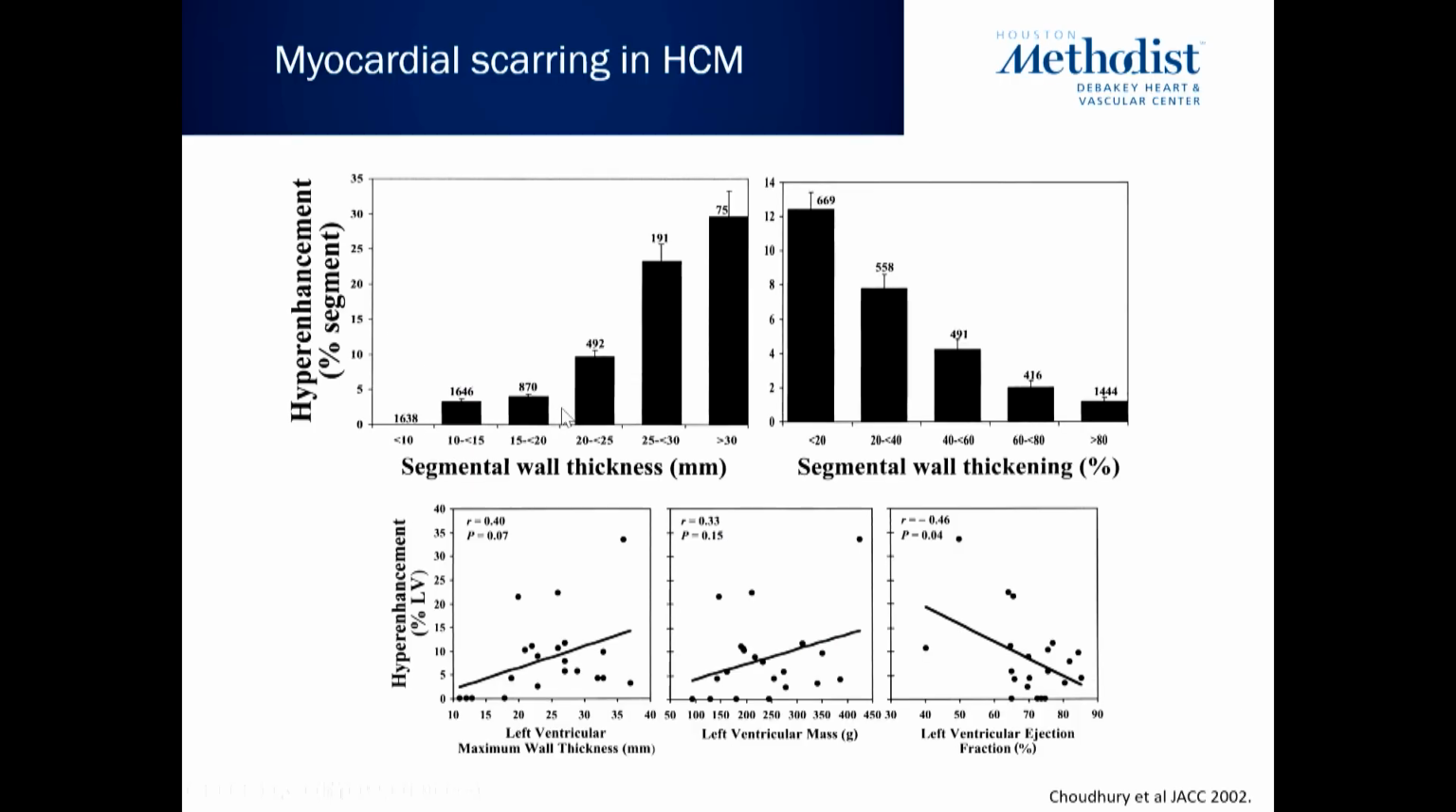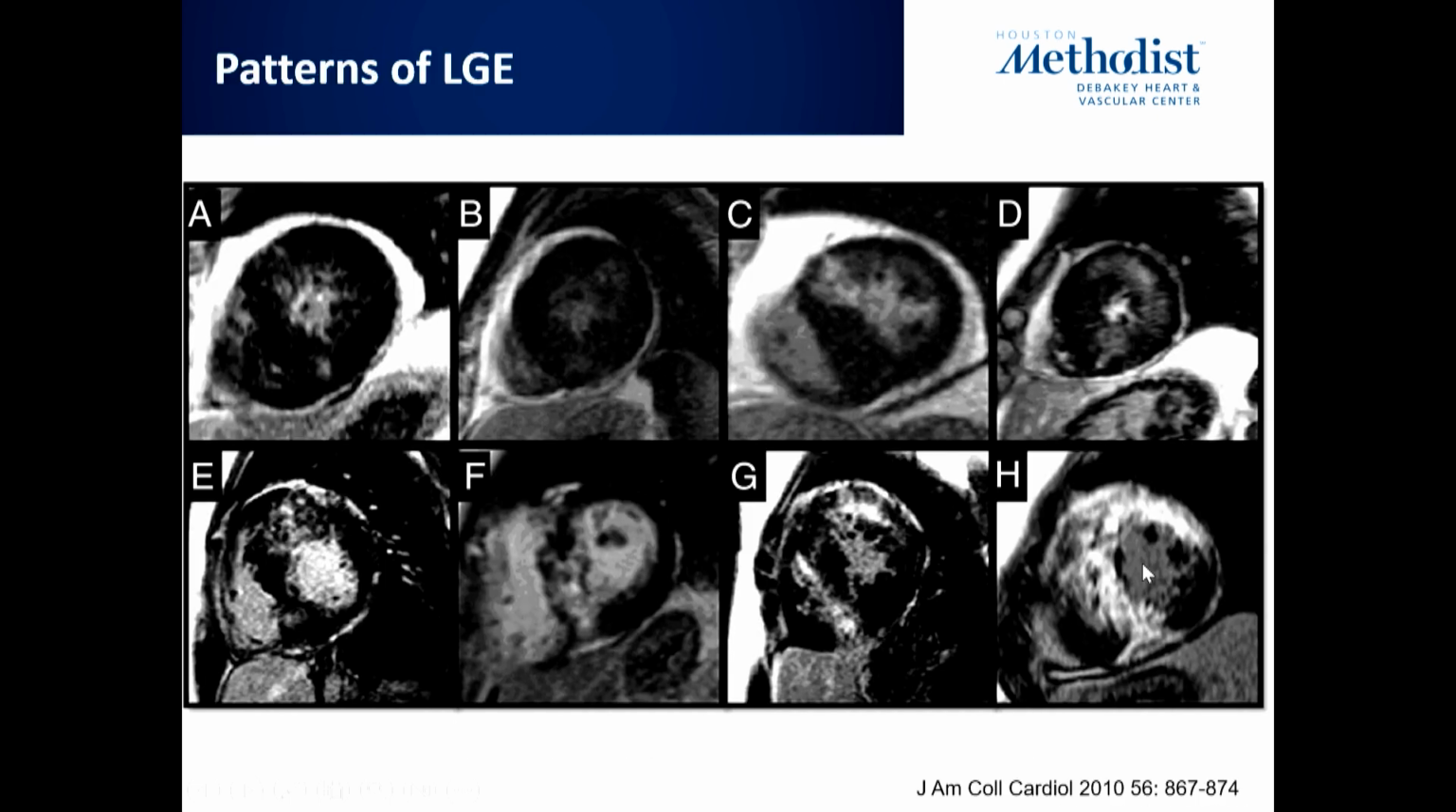So from that early study, in a back-then small series of HCM, you notice that the presence of scar is higher as the wall thickness goes up. In segments with normal wall thickness, it's unlikely to have a meaningful scar. That can also be related to systolic function at the segment level, as well as EF and LV mass. And there are multiple patterns, as you see here. When you get to stages like this, it sometimes becomes difficult to differentiate, in an older person, whether this is sarcoid or amyloid versus HCM.